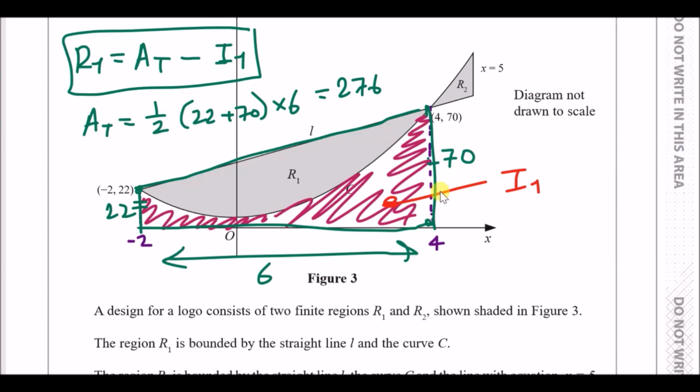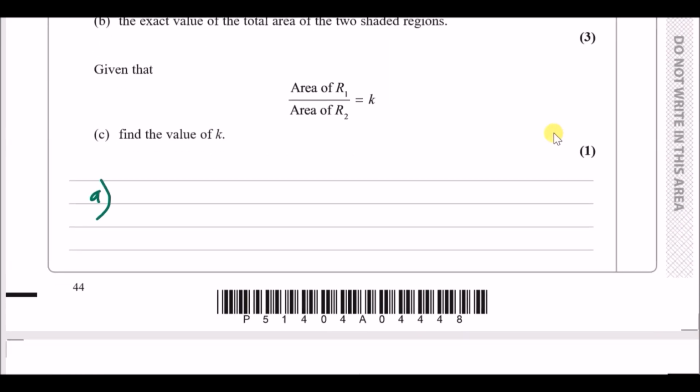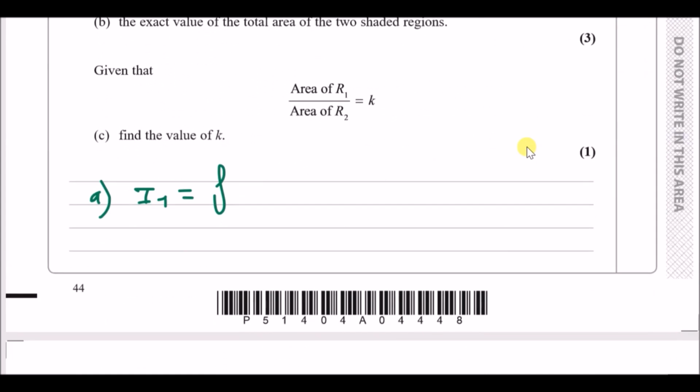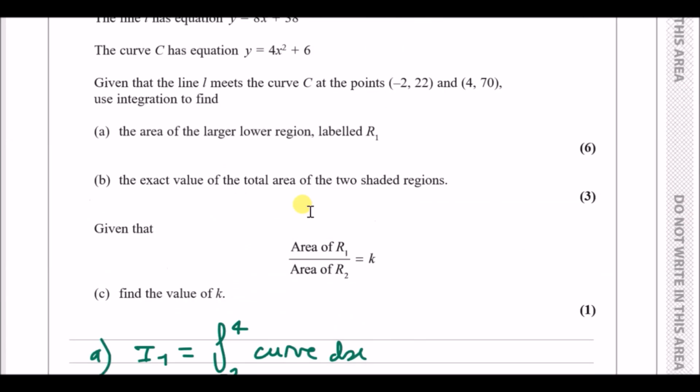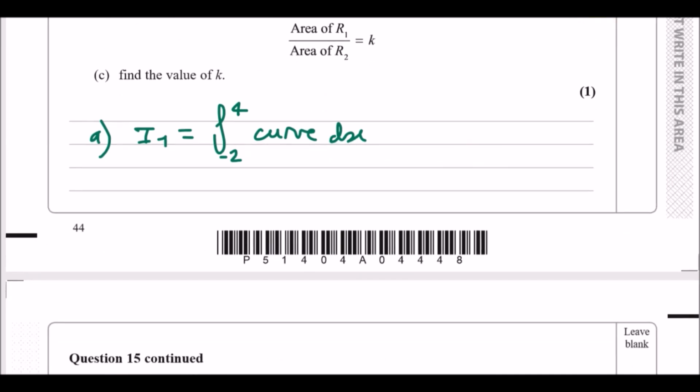Now, as for the purple region, the I1, we need to use integration and calculate the limits between -2 and 4. So let's do it here. For part A, we can call this I1. We want to integrate from the two bounded limits, -2 and 4, of the curve with respect to x. Now the curve, we know the formula for the curve. It's right here. So 4x squared plus 6. So we just update this curve equation: 4x squared plus 6 dx. I use a bracket here just to indicate that you're integrating all of this with respect to x.